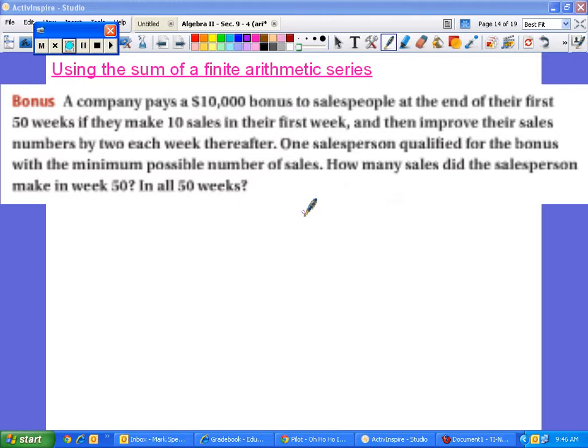Okay, like I was saying, what we want to do now is apply what we've been learning. So here we have a real-world application. We have some corporation which pays a bonus if you make enough sales of whatever it is that the company is selling.